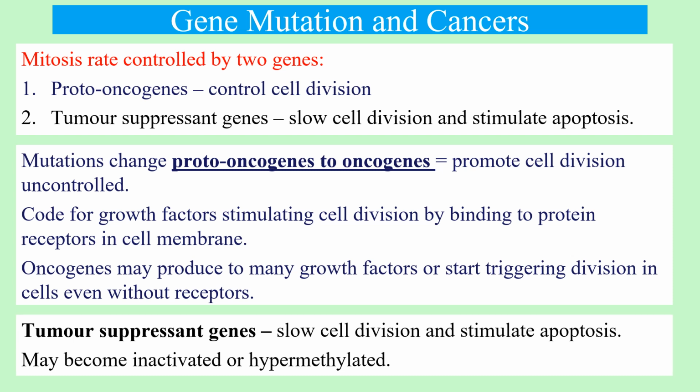Tumour suppressor genes slow the cell division down normally and stimulate apoptosis, but if they become hypermethylated, then that will cause the DNA to wrap around the histone tighter, as we said earlier, and those genes may become inactivated. And if the tumour suppressor genes become inactivated, then this can cause cell division that is uncontrolled.